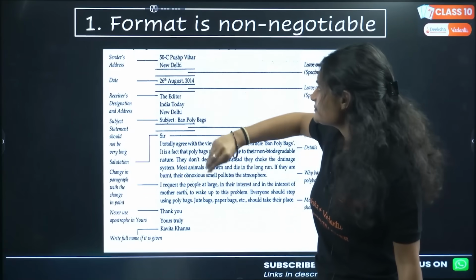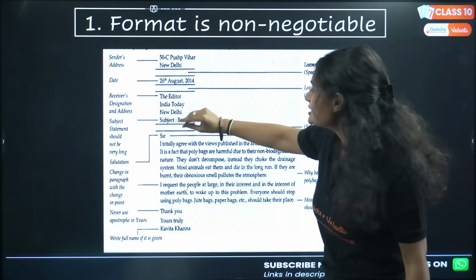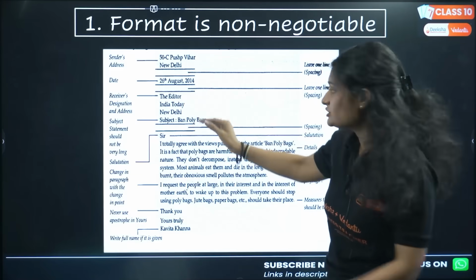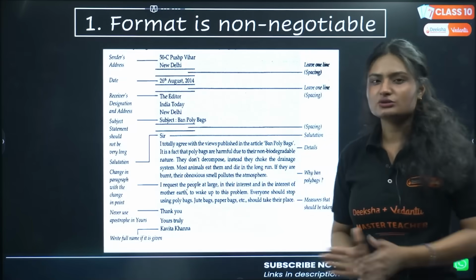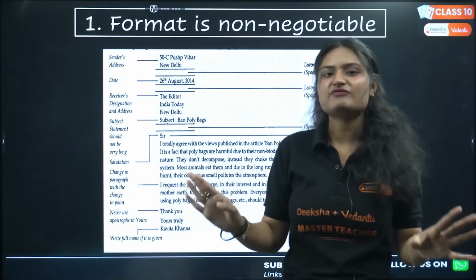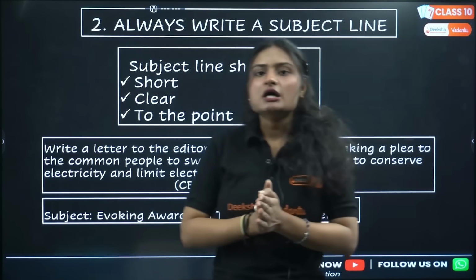Memorize this format to your core. Sender's address, a line space, date, a line space, receiver's designation and address, a subject, then a line space, then the salutation, then the paragraph, and after that you write thank you and Yours truly. Remember one thing, either Yours truly or Yours faithfully, all will work. Now let's move on to the subject line.